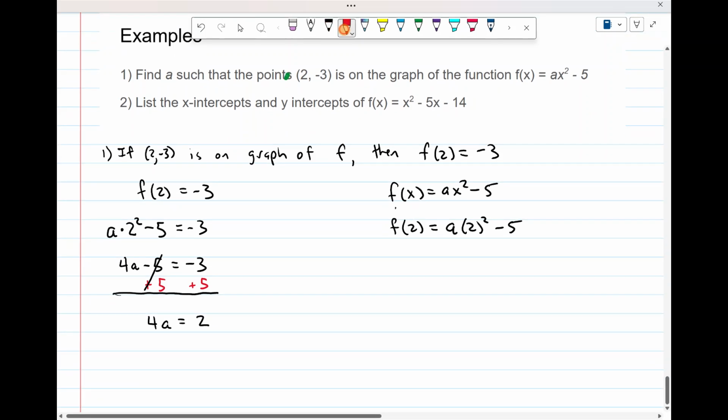And next, I divide both sides by 4. These 4's cancel out. I'm left with a is equal to 2 divided by 4, which simplifies to 1/2. I divide top and bottom by 2. Let's double check that this works.